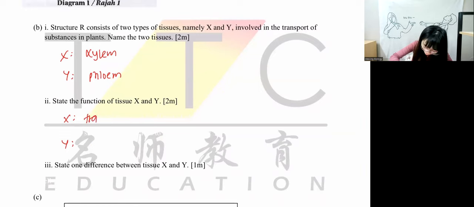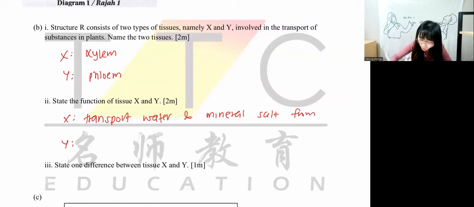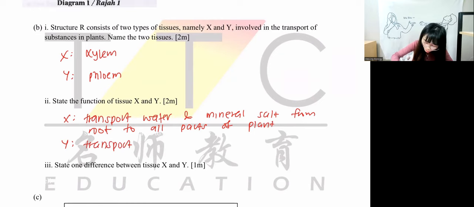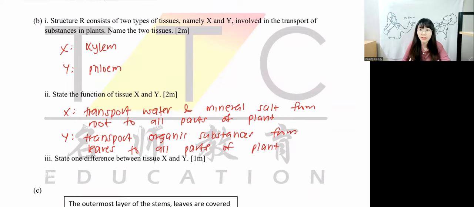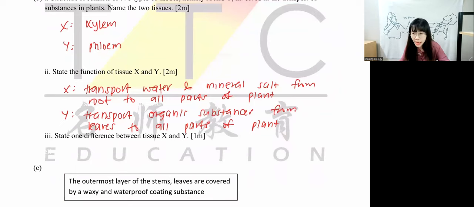So to write your answer, xylem transport water and mineral salt. Iron also can, salt also can. From root to all parts of plant. Phloem transport organic substances from leaves to all parts of plant. Done, guys?